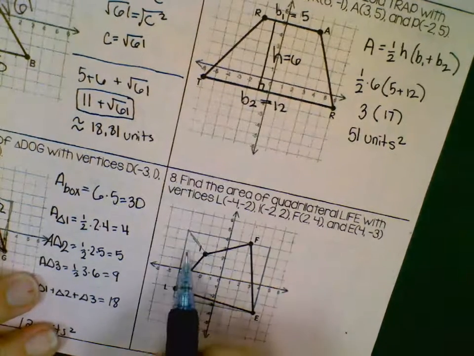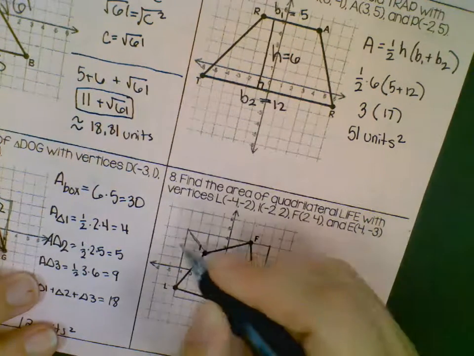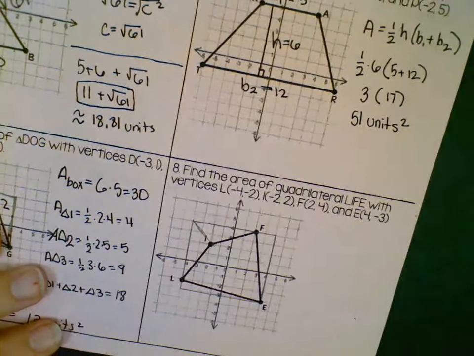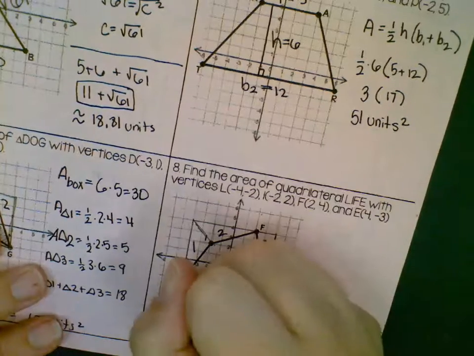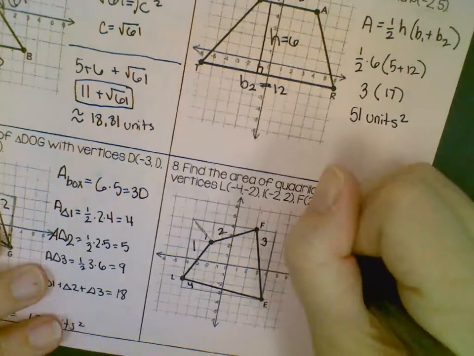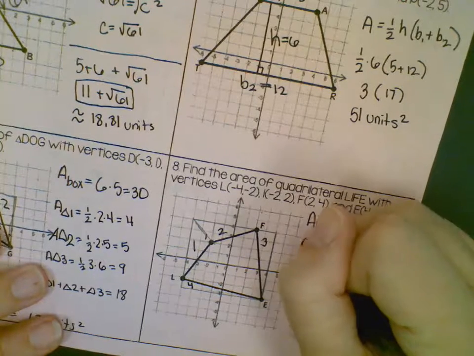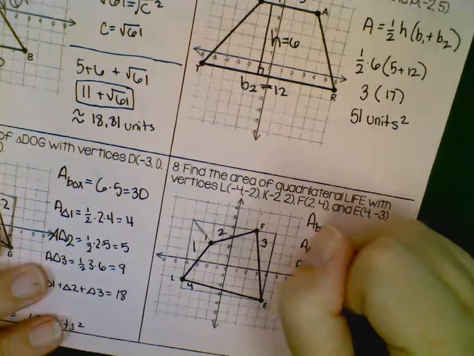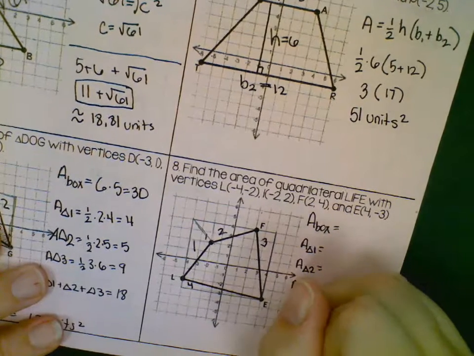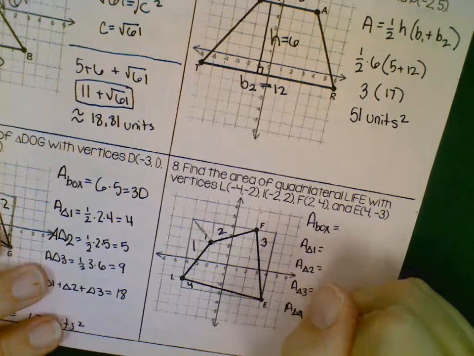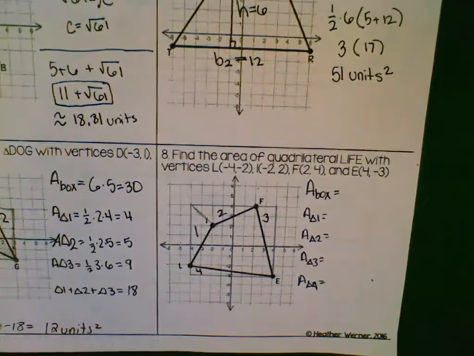Okay, so just be careful when you're finding your height. It's actually that piece inside. And then those are the 2 bases for each triangle. Okay, so I'm going to label them 1, 2, 3, 4. So we'll do area of the box, area of triangle 1, triangle 2, triangle 3, and triangle 4. And then add up the triangles, and subtract from the box. Okay, so go ahead and pause and try that one on your own.